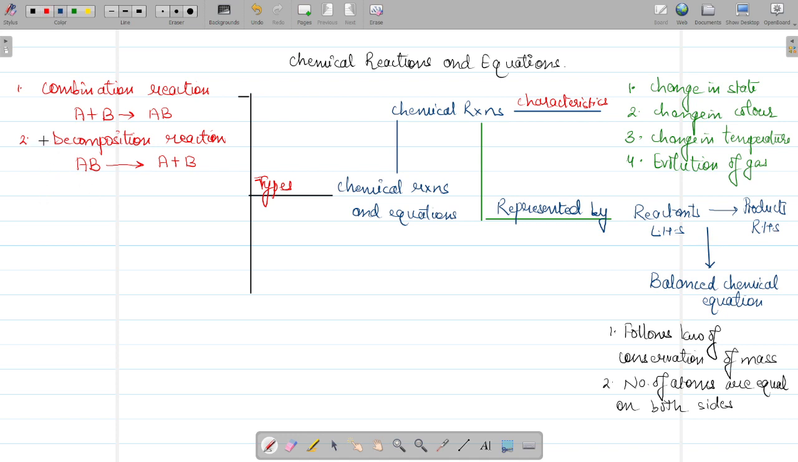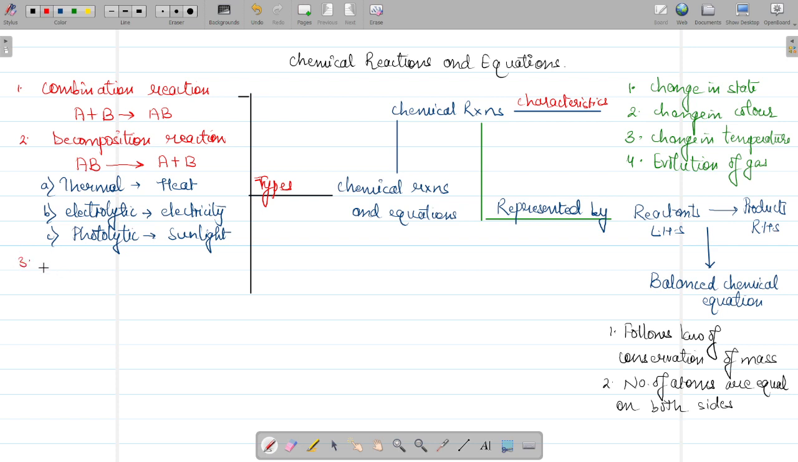Now this decomposition reaction further can be of three types. The first type is thermal, the second type is electrolytic, and the third type is photolytic. Thermal decomposition means that you are using heat to decompose. Electrolytic decomposition means that you are using electricity. And photolytic means that you are using light, or you can say sunlight, to decompose.